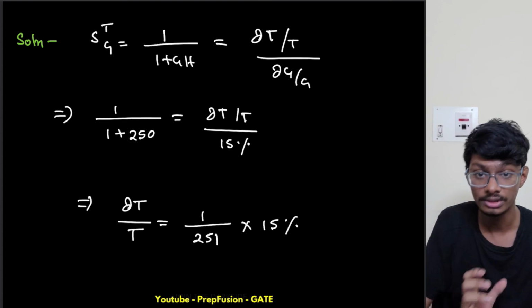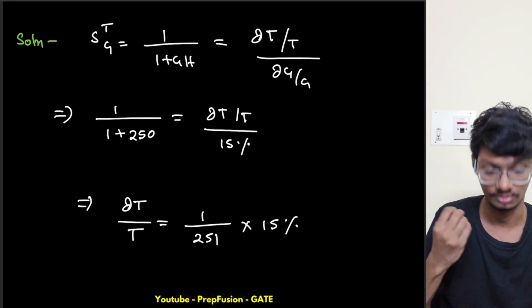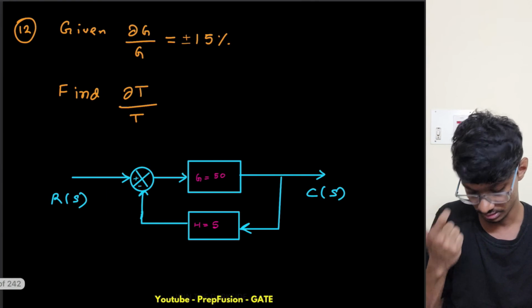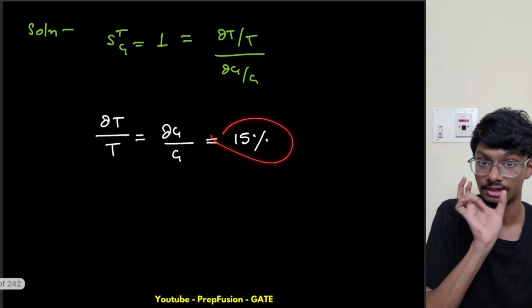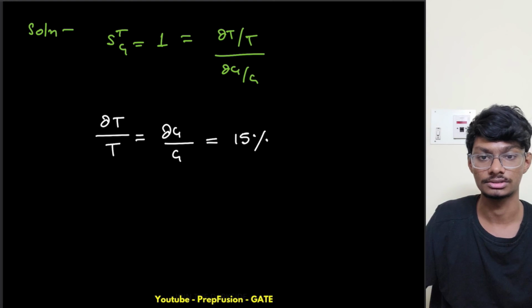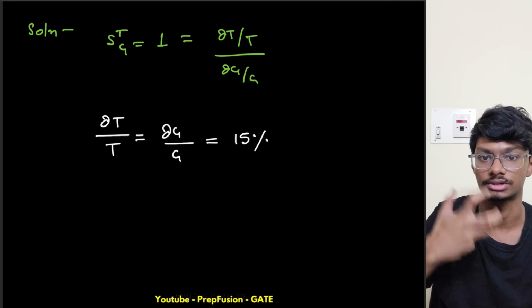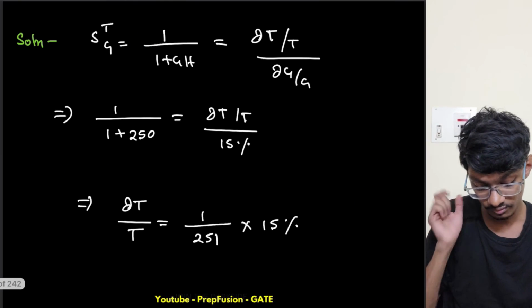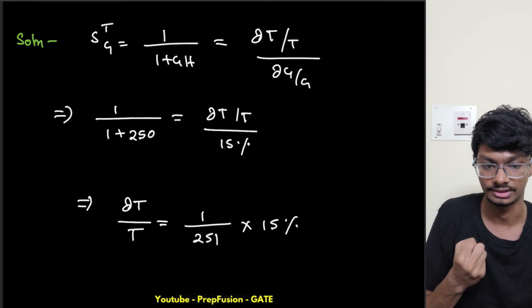So you see by how much this is reduced, right? 251 times this is reduced. Here it was 15%. If there is some change in the system of 15% due to disturbance, then the output will also change by 15%. But here what we see is it is getting reduced by 251 times. Very interesting, right?